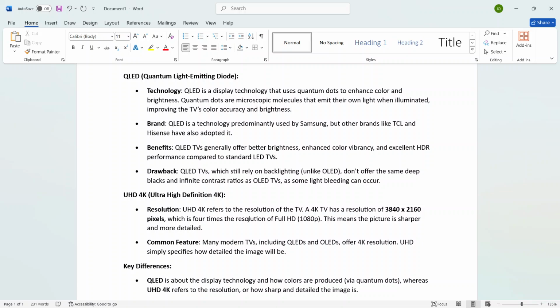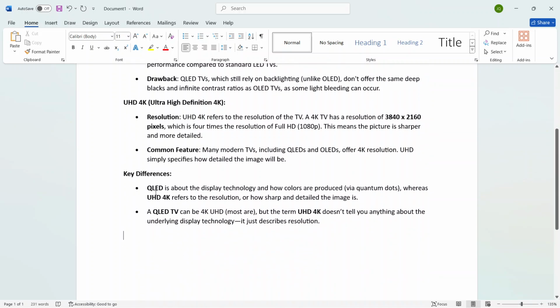And UHD, ultra high definition 4K, refers to the resolution of the TV. A 4K has a resolution of 3840 by 2160 pixels, which is 4 times the resolution of full HD. This means the picture is sharper and more detailed. A common feature is that many modern TVs, including QLEDs and OLEDs, offer 4K resolutions.